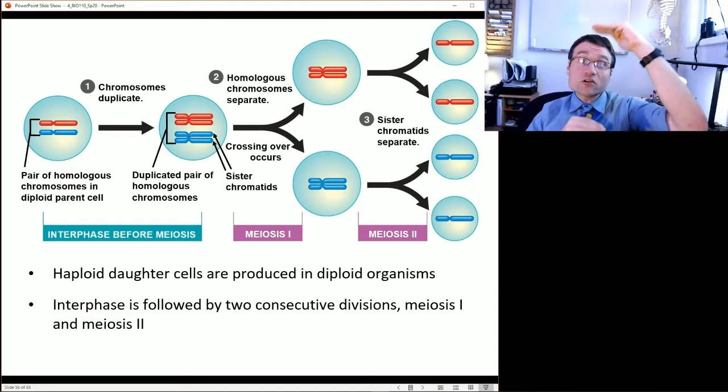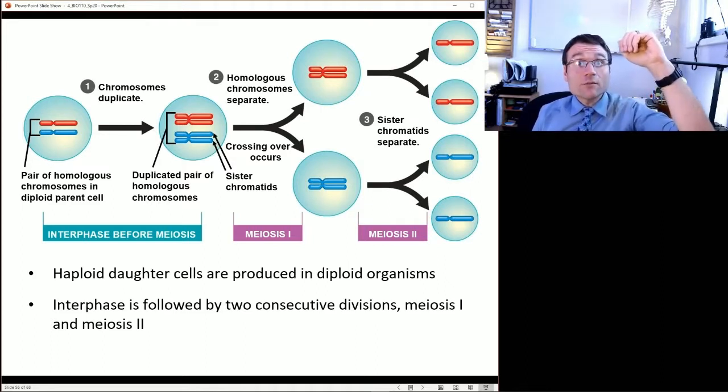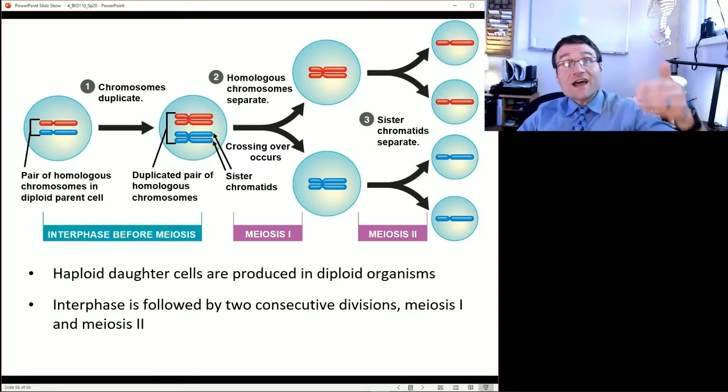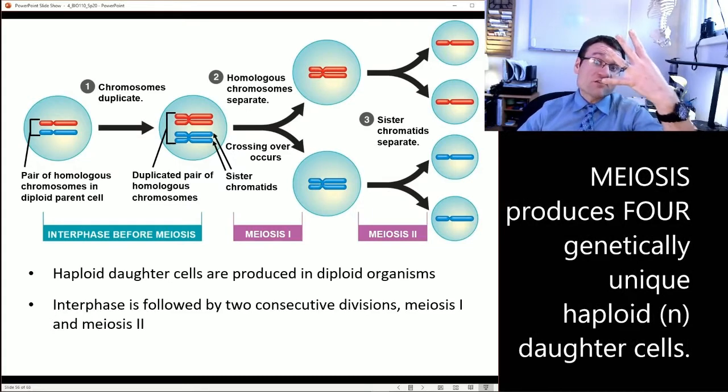So each daughter cell will have half the number of the original parent cell, but it'll have one copy of each kind of chromosome. Then in Meiosis 2, we are going to break the sister chromatids apart just like we did in mitosis. Since we divide the cell in two different rounds, this ends up producing 4 cells at the end, 4 haploid daughter cells.